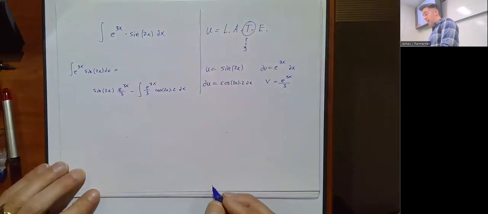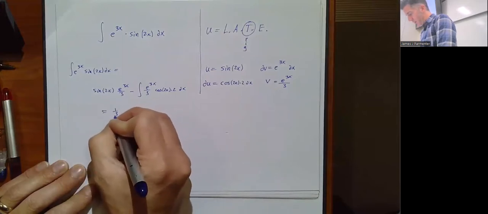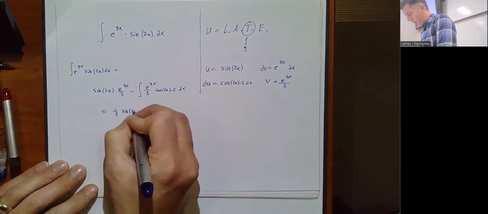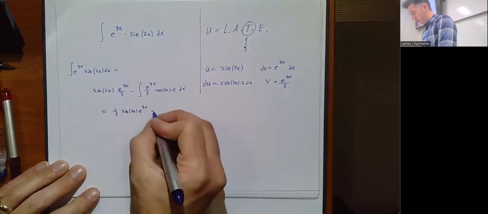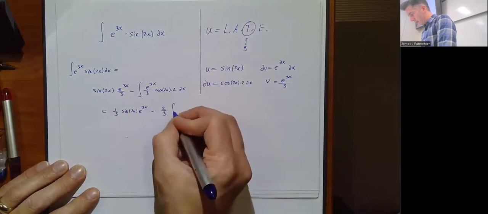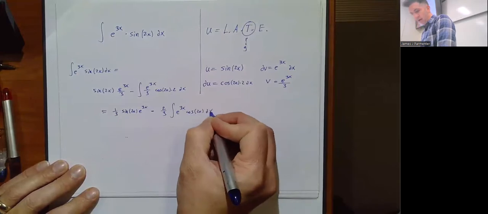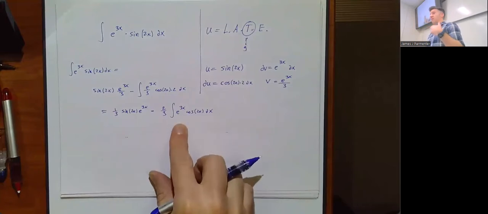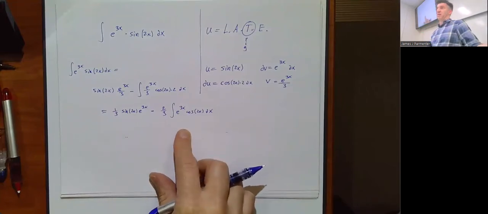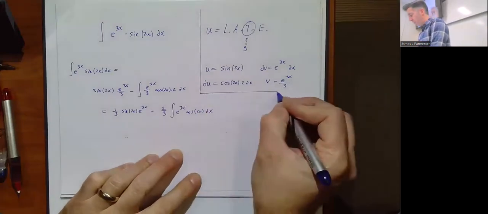I'm going to simplify a tiny bit. This is equal to 1/3 sine of 2x e to the 3x. I'm going to bring out the 2/3 to write this as minus 2/3 integral of e to the 3x cosine of 2x. And what you might recognize here is that we're kind of back in the same situation we were in before. We still have an e to the 3x times a trig function of 2x. It just happens to be cosine, not sine. Now, here's where we have to be super duper careful about what we do next.